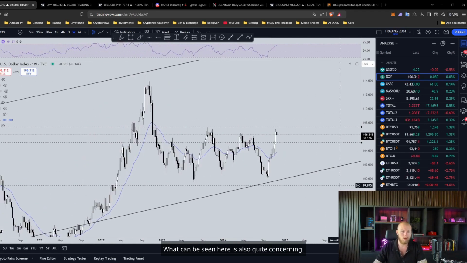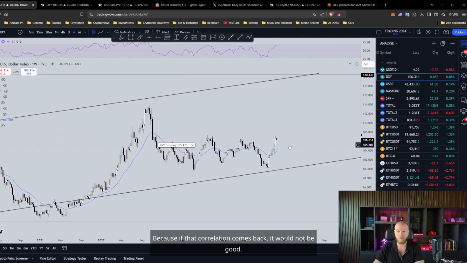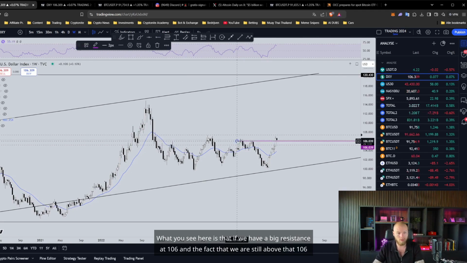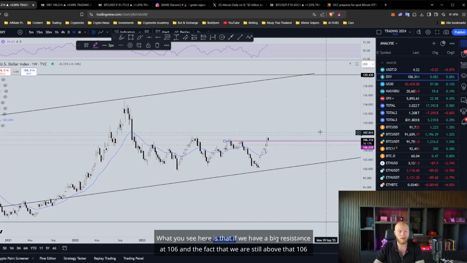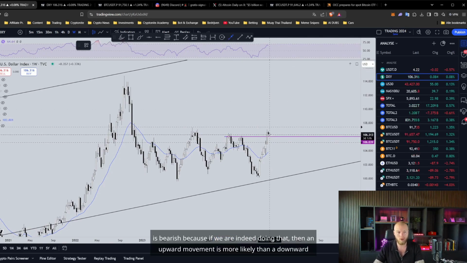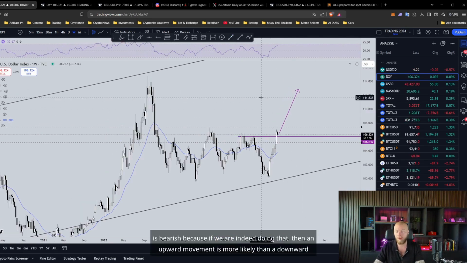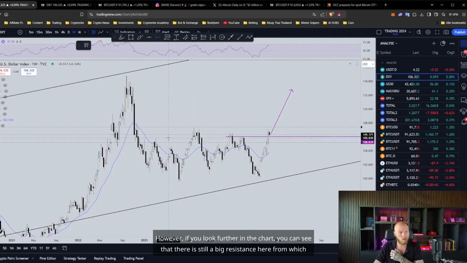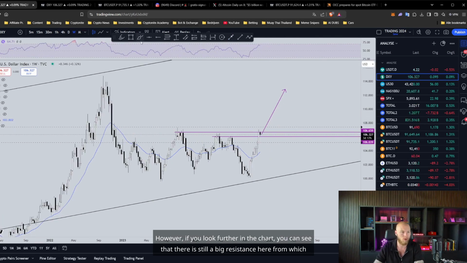What can be seen here is also quite concerning, because if that correlation comes back, it would not be good. What you see here is that we have a big resistance at 106 and the fact that we are still above that 106 and seem to be building support there, is bearish, because if we are indeed doing that, then an upward movement is more likely than a downward movement. However, if you look further in the chart, you can see that there is still a big resistance here from which we are bouncing off. So we are actually in the middle of the resistance area here.